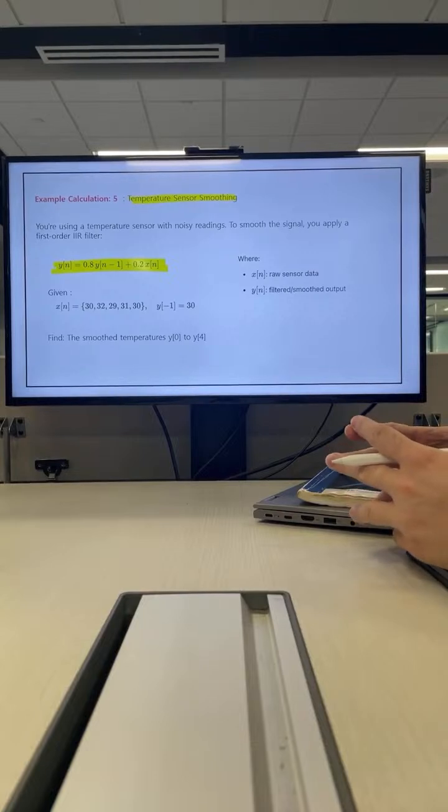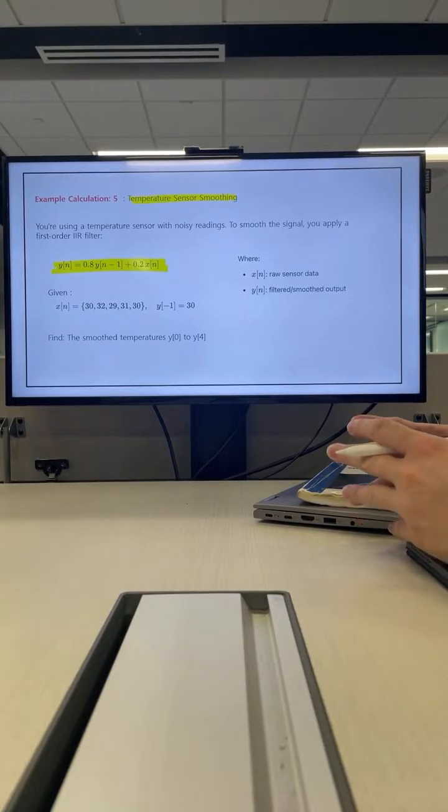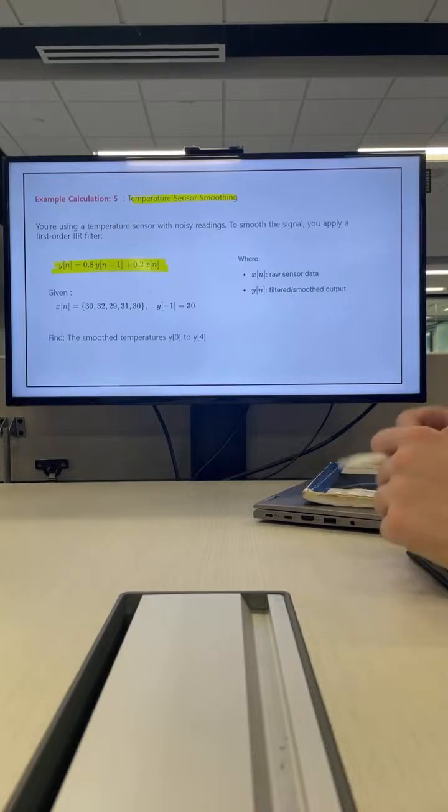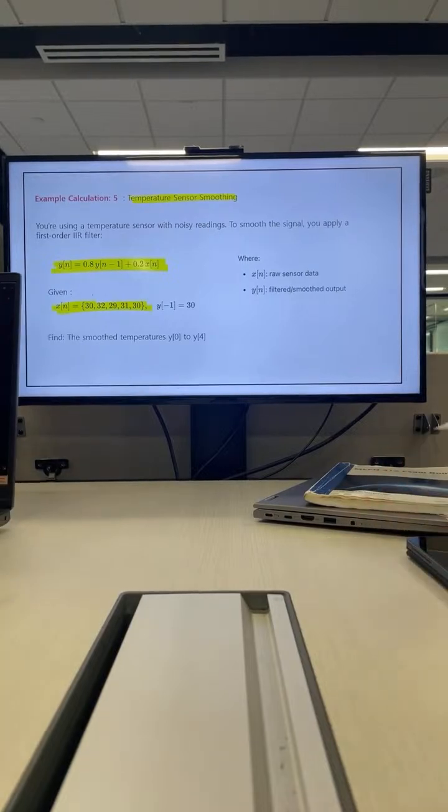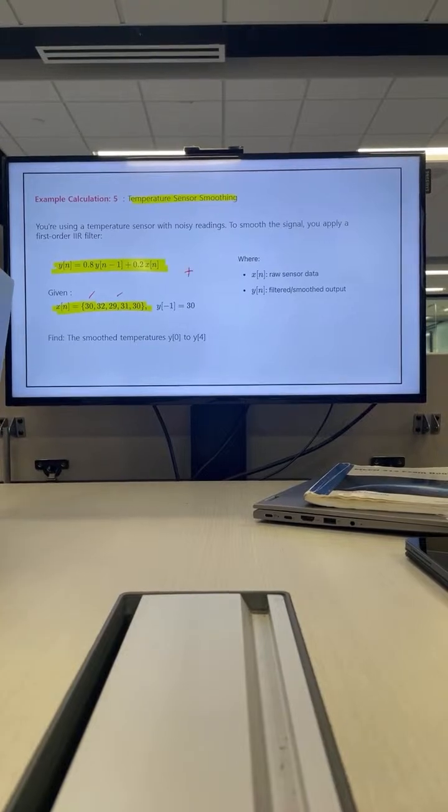So the coefficients are given here: 0.8 y of n minus 1. The input from my temperature sensor is varying from 30, 32, 29, so my input is varying by plus or minus 3. Whether it is Fahrenheit or degrees Celsius, we are not worried about that, but the data are this one. And this y of minus 1 is given as 30, that is, to start with, the initial data you are given is 30.